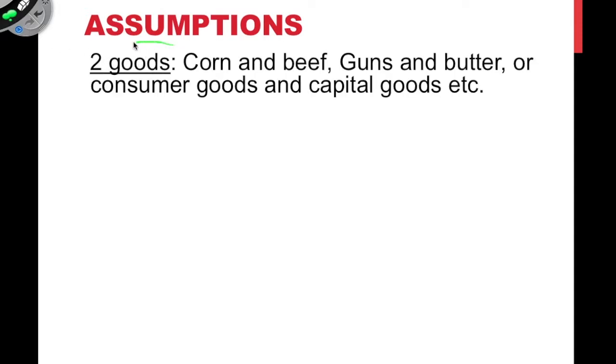A couple of assumptions are important for this model. We're using only two goods. In that sense, it's a simplification of reality, but it's plenty to illustrate what we want to illustrate. Another important thing is that it has to be something that can be produced. So it could be different goods like corn and beef, guns and butter, which is a typical economic example, or groups of goods like consumer goods versus capital goods. Anything that can be produced, goods or services.